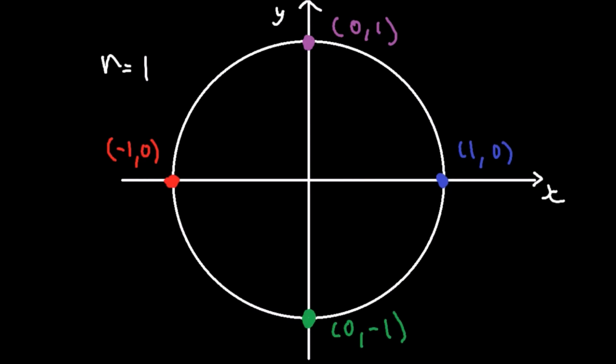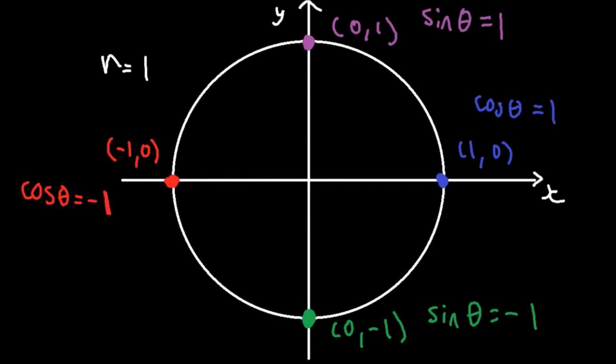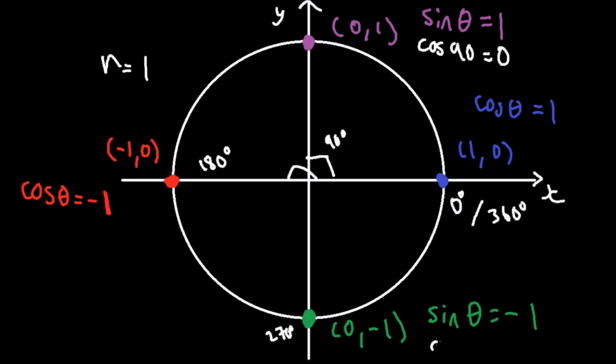Look at these 4 points. At (1, 0), the cosine is at its max value, and at (-1, 0), it is at its minimum value. This is also true for sine, with (0, 1) being the max, and (0, -1) being the minimum. This means that cosine is 0 at 90 degrees and 270 degrees, and sine is 0 at 0 degrees and 180 degrees.